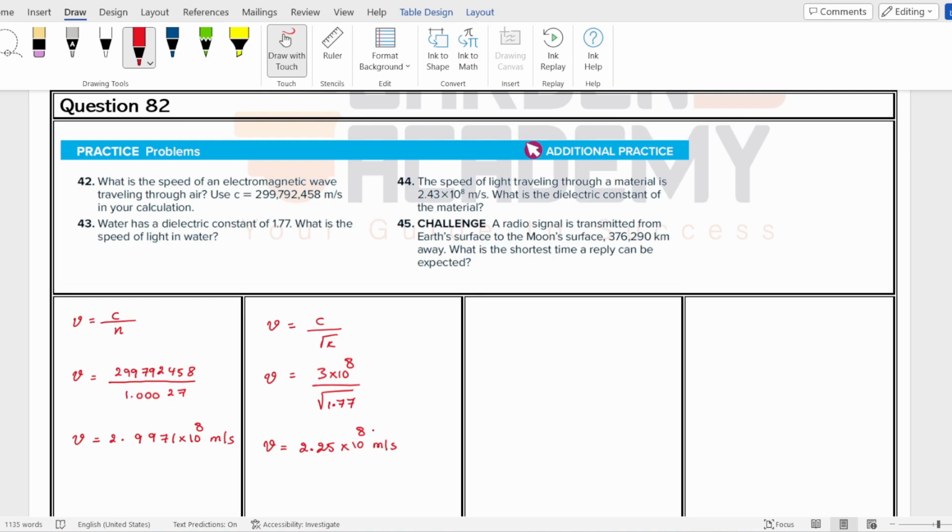Question 44. The speed of light traveling through a material is 2.43 times 10 to the power 8. What is the dielectric constant of that material? Again, we say V equals C over the square root of K. Now this is 2.43 times 10 to the power 8 equals 3 times 10 to the power 8 over the square root of K. You can use the calculator now to find this answer.